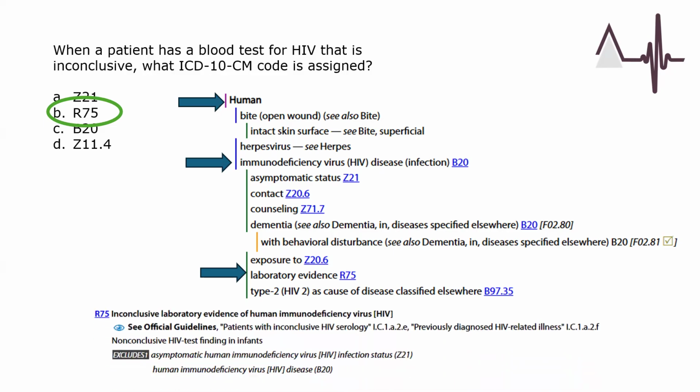Verify the code in the tabular list. We can see in the tabular list that there is an I icon. This is your reminder to check for proper coding against the guidelines. The correct answer is still B, R75.